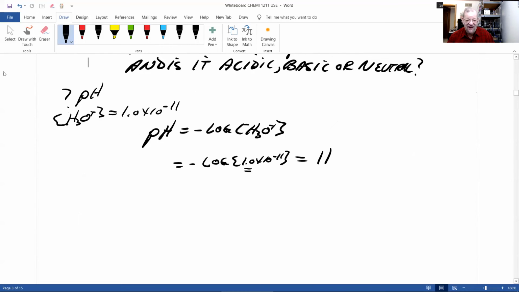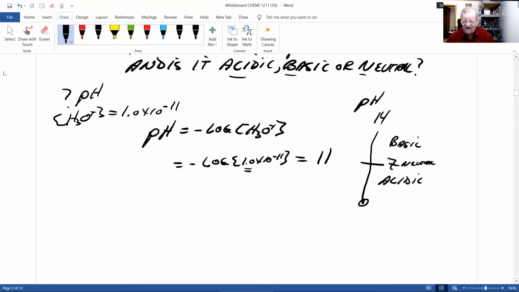But we still have to find out, is it acidic, basic, or neutral? And deja vu all over again. Does this look familiar? If I do it enough times, you'll remember it. And remember, 7 is neutral pH. Above 7, it's a basic solution. Below 7 is acidic. And I hope you all agree 11 is above 7. So this is a basic solution. Oh, this is fun. Let's do another one.